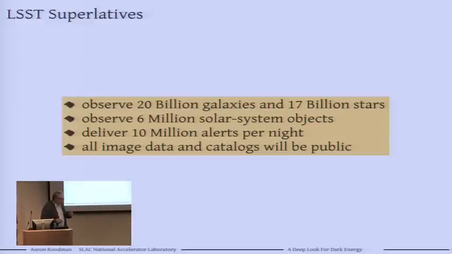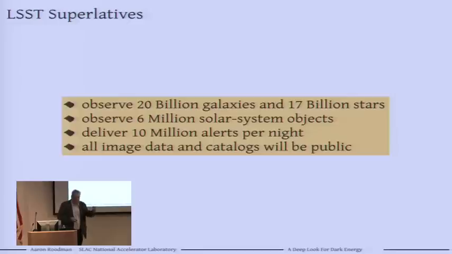Some final superlatives. We'll observe 20 billion galaxies. That's an appreciable fraction of the total number of galaxies that we would ever conceivably be able to observe based on the age of the universe and the speed of light. We'll also see 17 billion stars, so those are stars in our own galaxy. We'll see 6 million objects in our own solar system, and every night we'll get 10 million alerts. The computing system will spit out a message that says something has changed in the sky. And I'll come back to this one a little bit more.